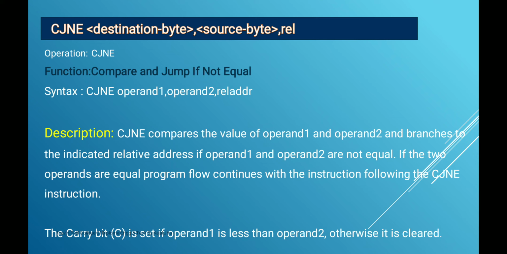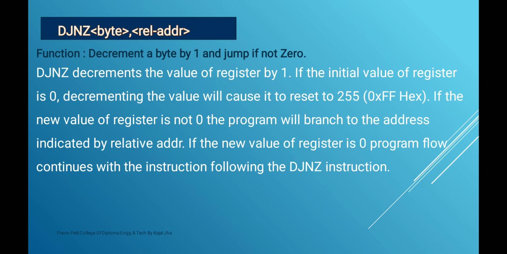Next is DJNZ. DJNZ is decrement, and then jump if not 0. It decrements a byte by 1 and jumps if not 0. This is the function. DJNZ decrements the value of a register by 1 first. After that it checks the value, and if it is not 0, then it jumps.